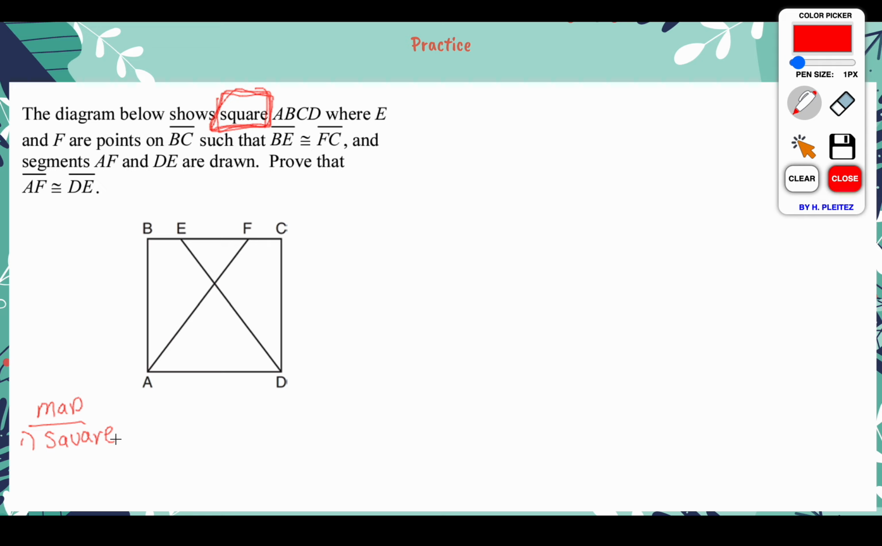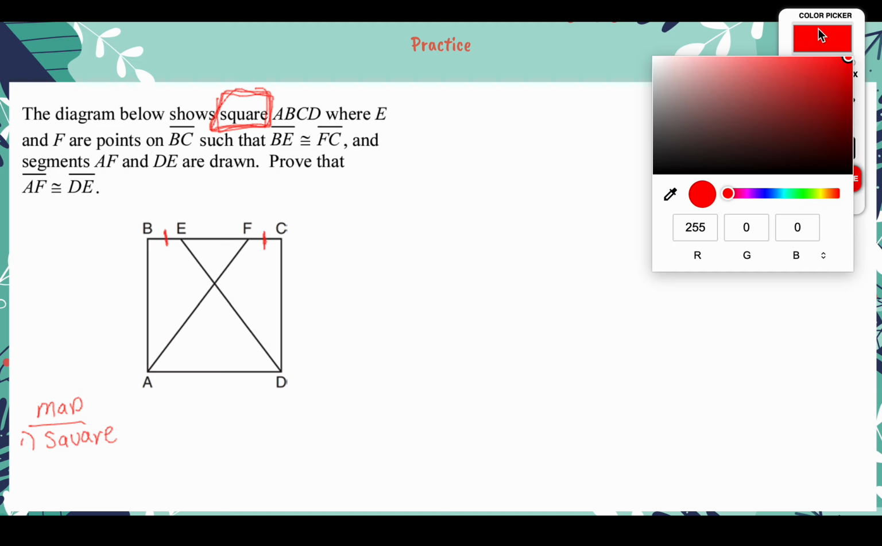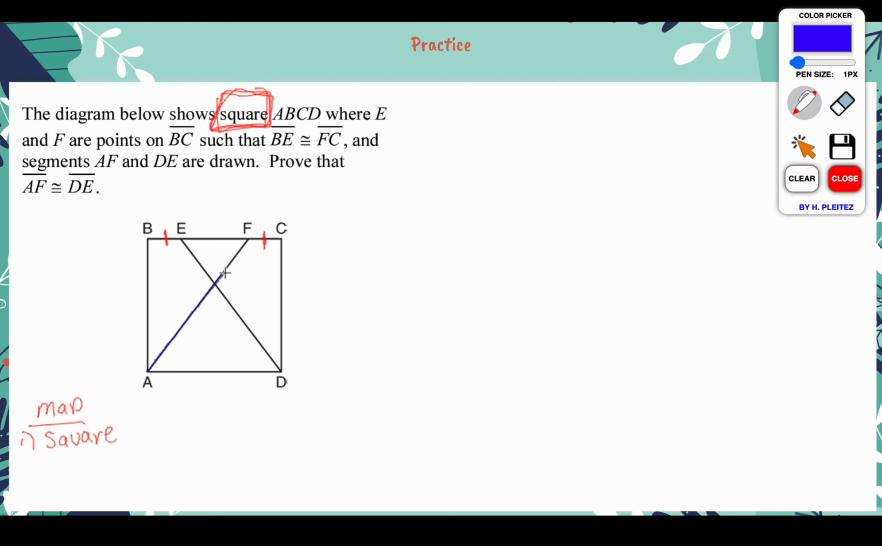ABCD, where E and F are points on BC such that BE is congruent to FC, and AF and DE are drawn. And we want to prove, I'm going to put we want to prove in blue, that AF is congruent to DE.